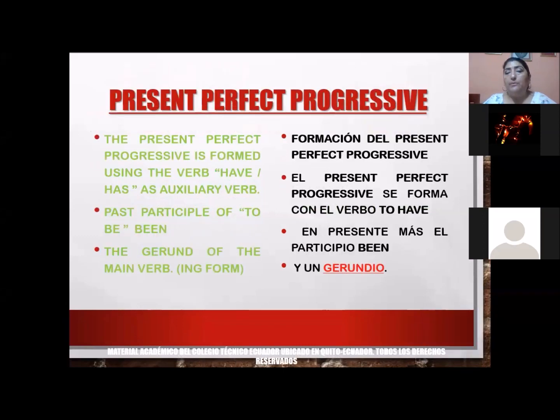Look at something very important: how is the structure, what do we need to form the present perfect progressive? What do we need? The present perfect progressive is formed using the verb have or has.